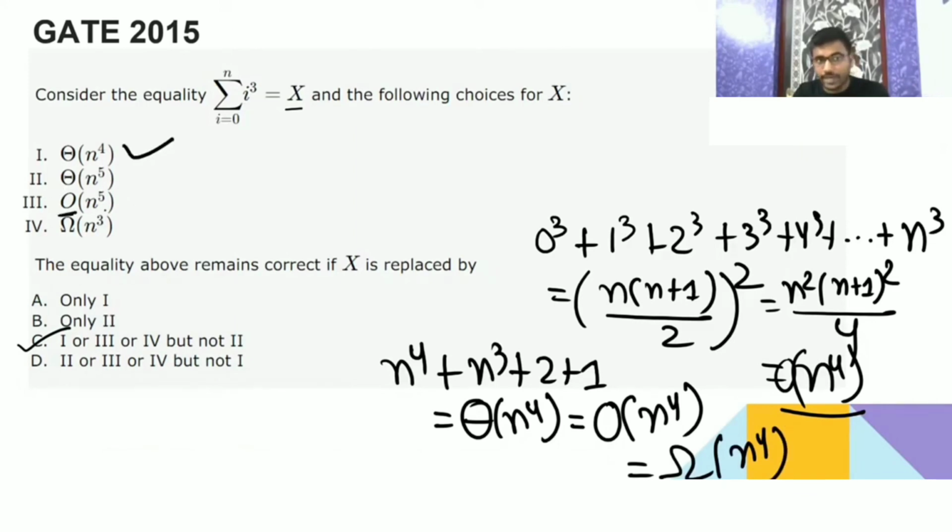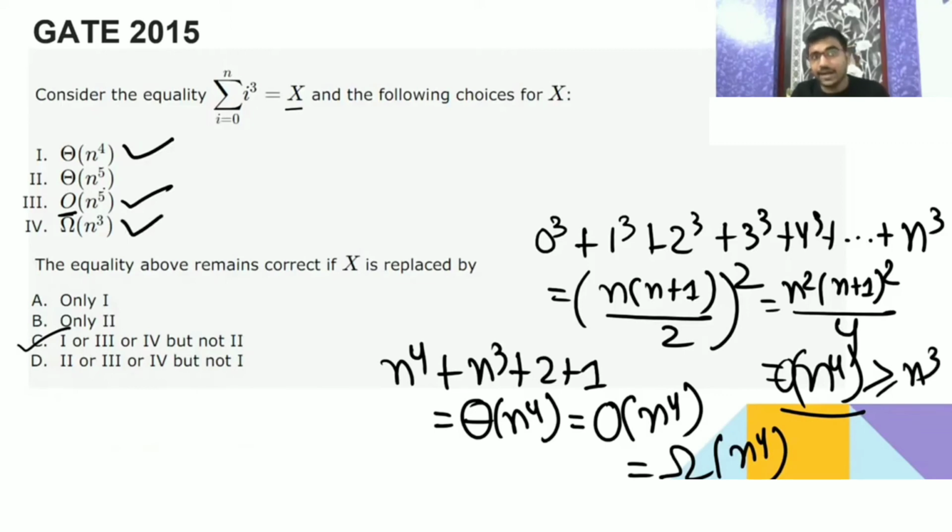See, omega is n to the power 5. It is also, it is the more upper bound. So 1 and 3 are also true. Now it is greater, omega. So this is greater than n cube. This is greater than n cube. So this is also true.